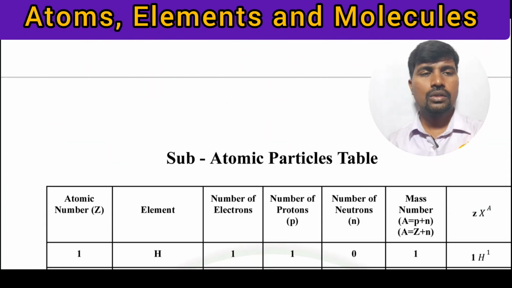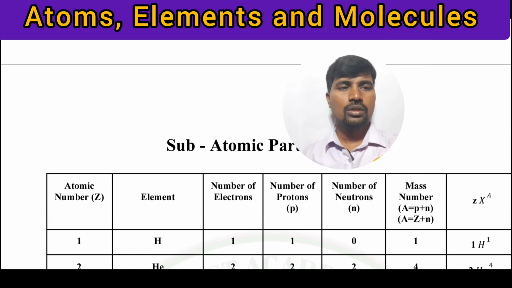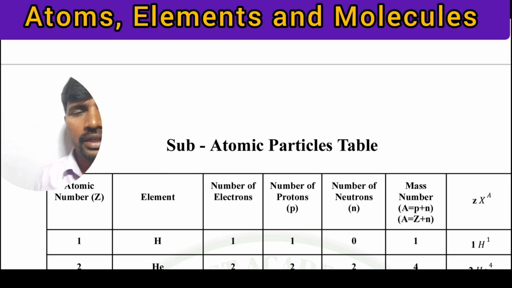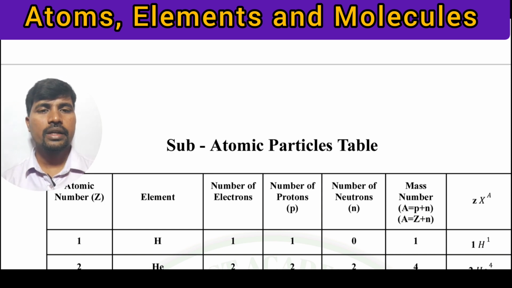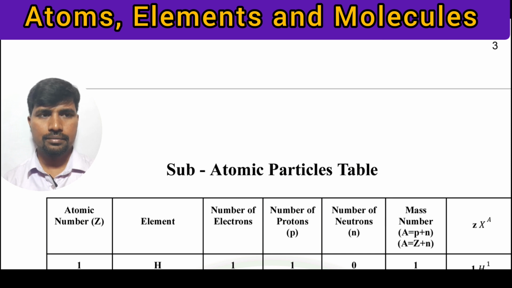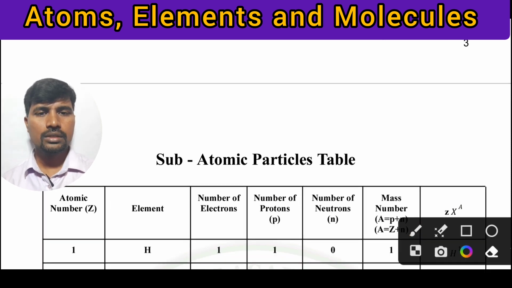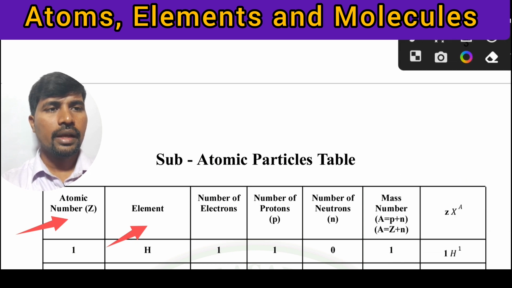Next, go to the next table, the subatomic particle table, most important, and I have taken a risk. Okay, see children, here is the subatomic particles table. You observe the first column is atomic number. Second column is element. Next, third column is electrons.